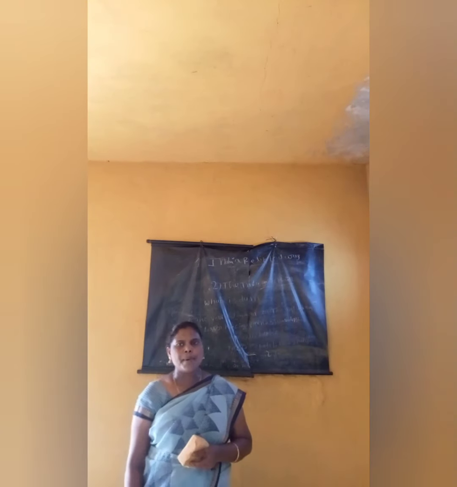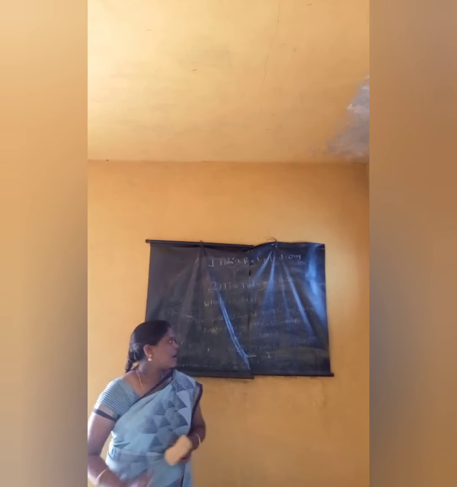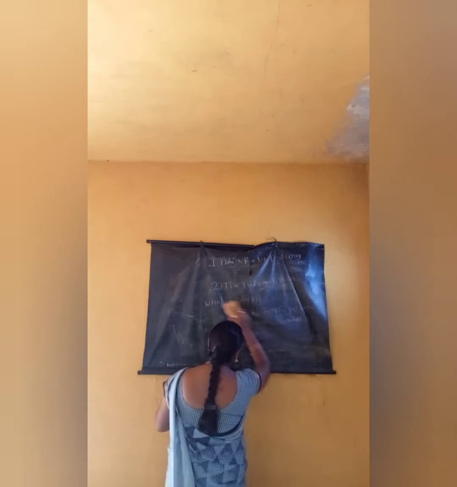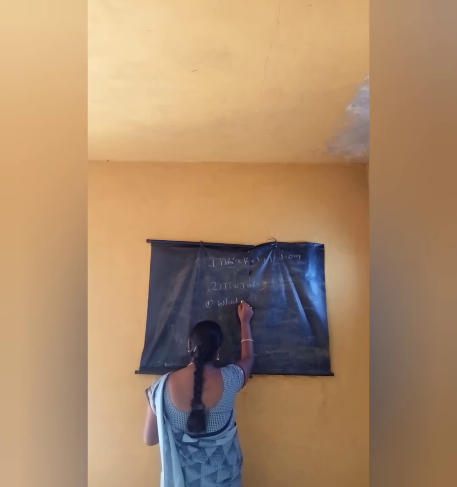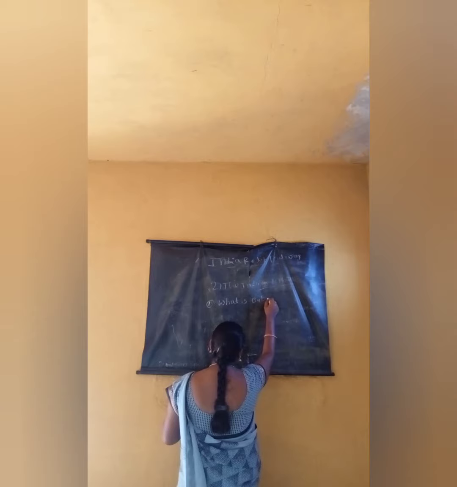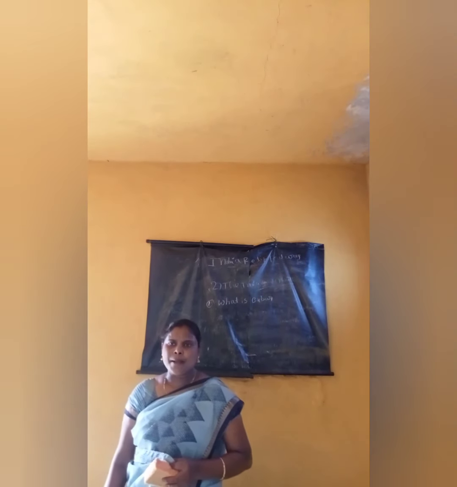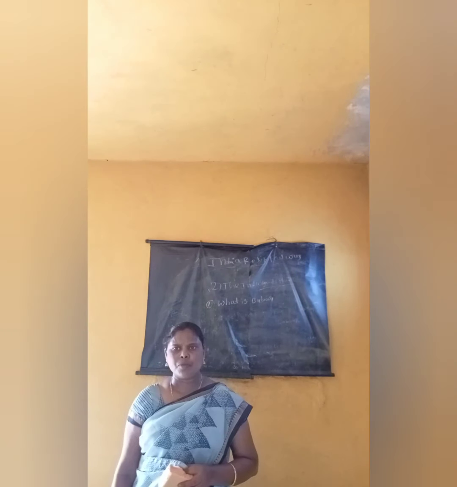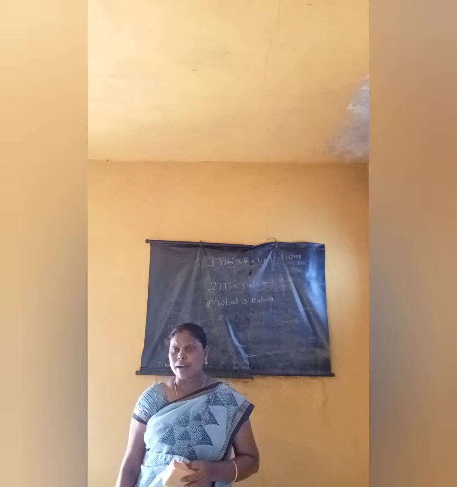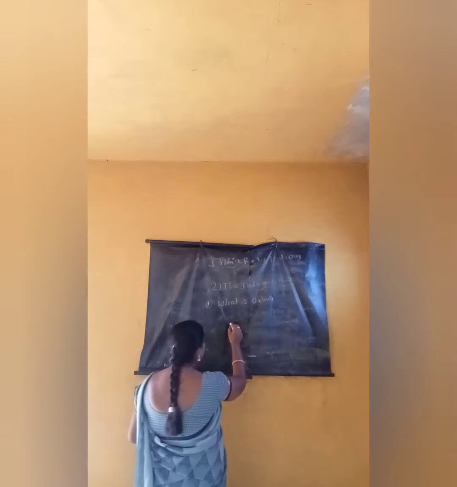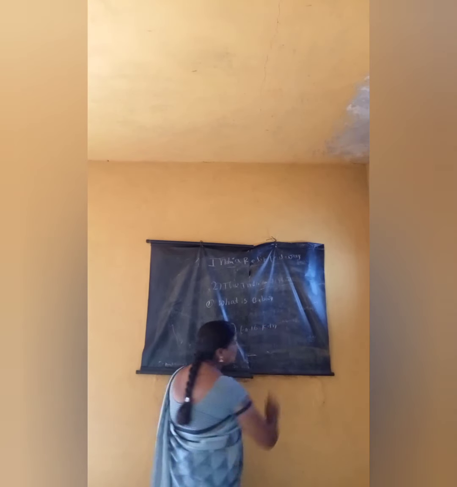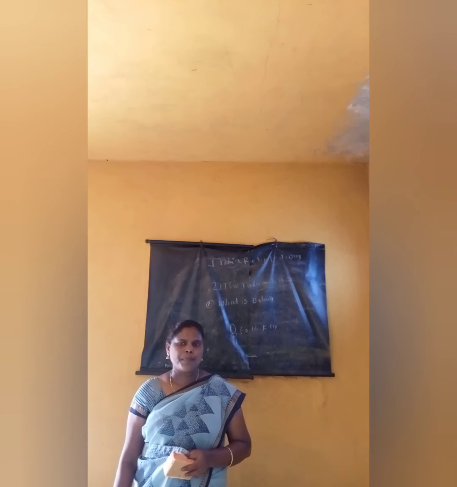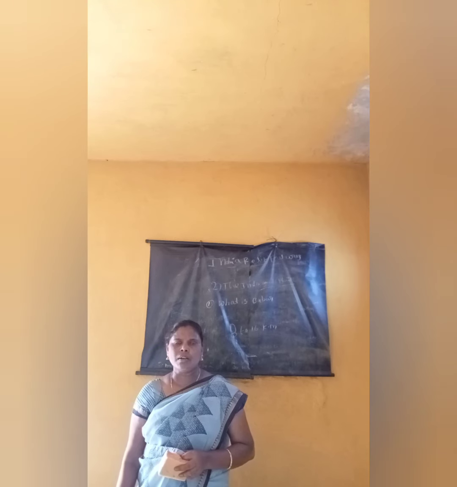Next, what is Babar? The Himalayan rivers flowing down deposit gravel and pebble sedimentary rocks in a narrow belt of 8 to 16 kilometers, found parallel to the foot of the Shivalik hills. This is called Babar.